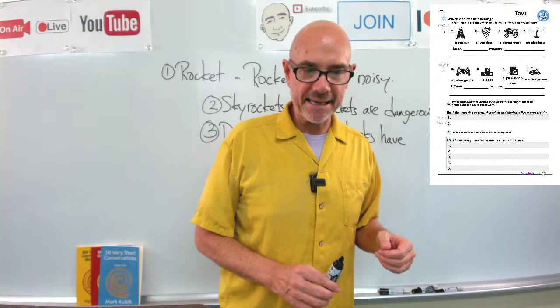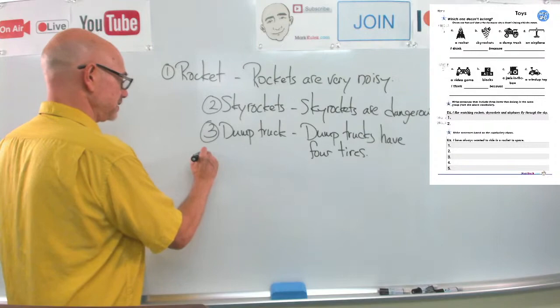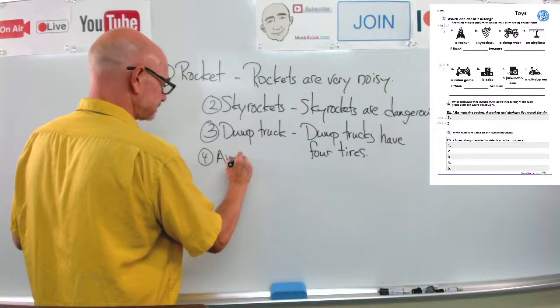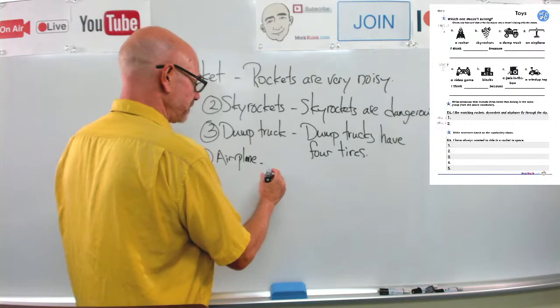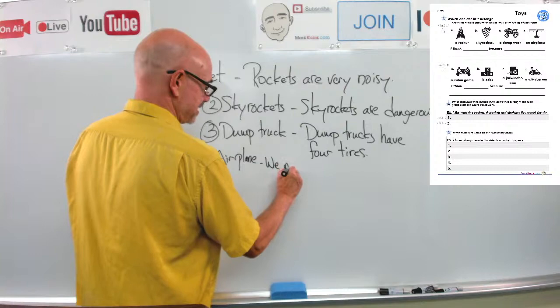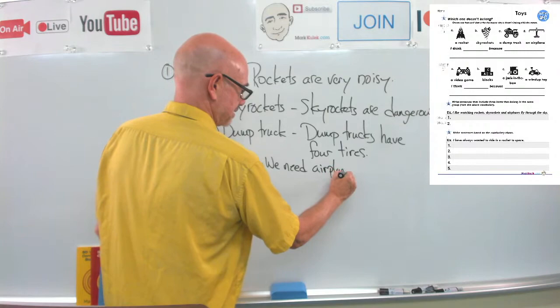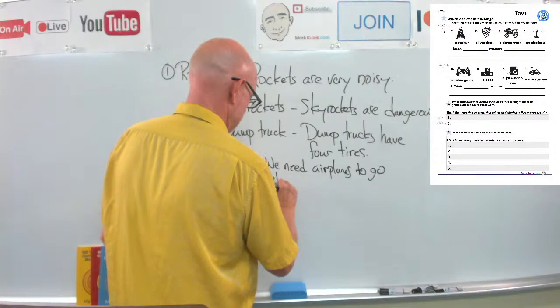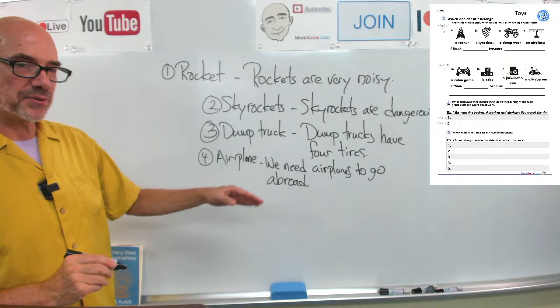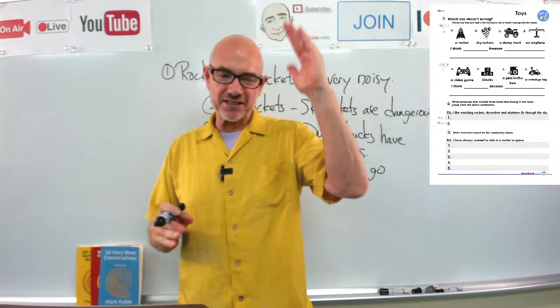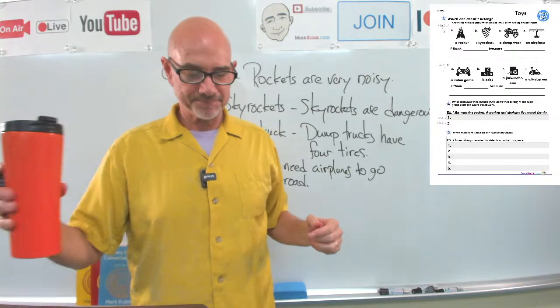Okay, so let's see. My fourth one, airplane. So my sentence: we need airplanes to go abroad. We need airplanes to go abroad, right? No airplane, you can't go abroad, right? I want to go visit my family, so I need to take an airplane to visit my family. But right now, I can't travel.